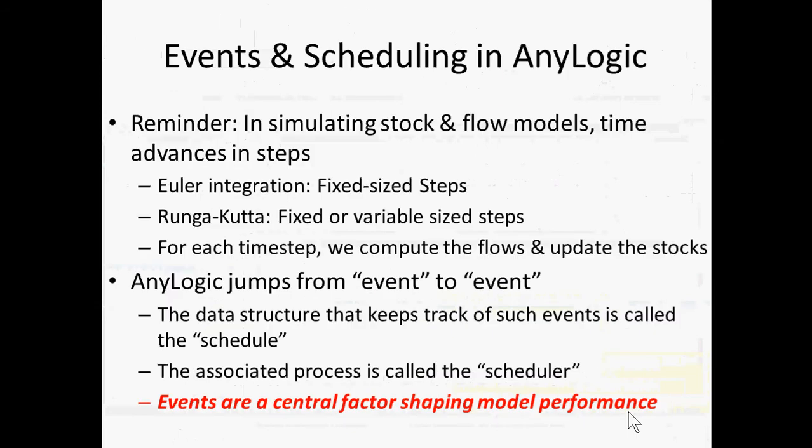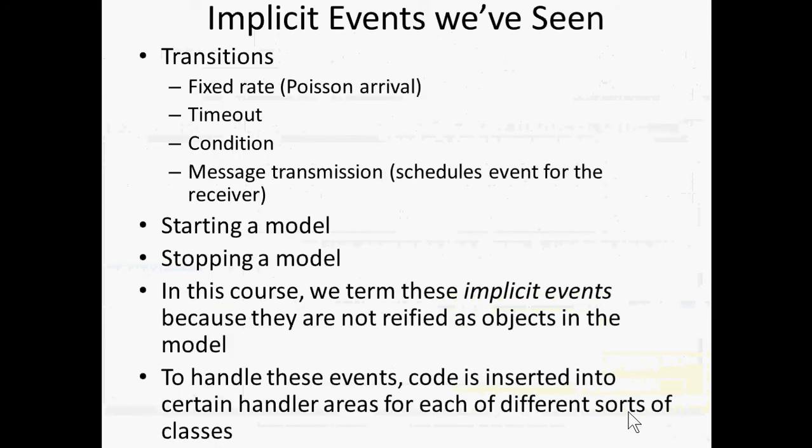So I talked in my lectures on notes that AnyLogic is an event-driven system. It jumps from event to event to event. If events happen more frequently, it goes at a slower level in terms of its time. If they happen less frequently, it can jump forward by large leaps and bounds, time to time to time, and it can proceed in time much faster.